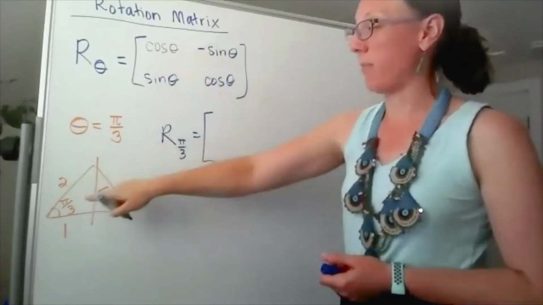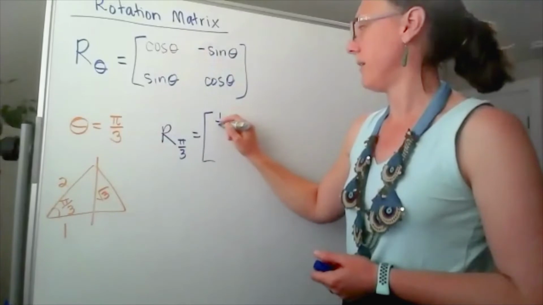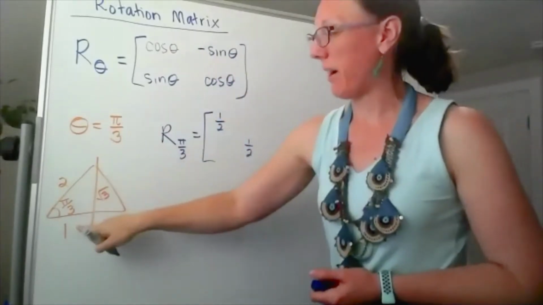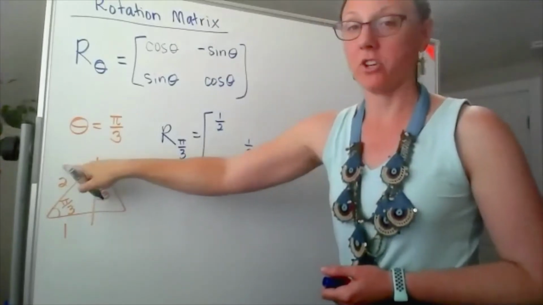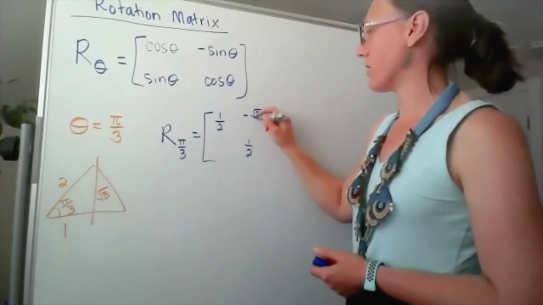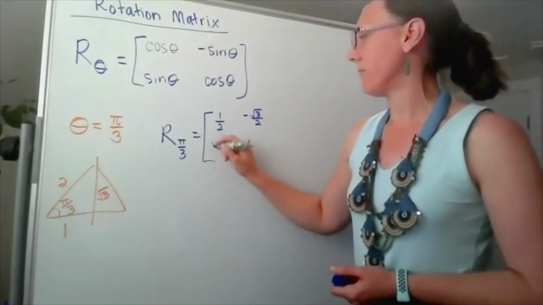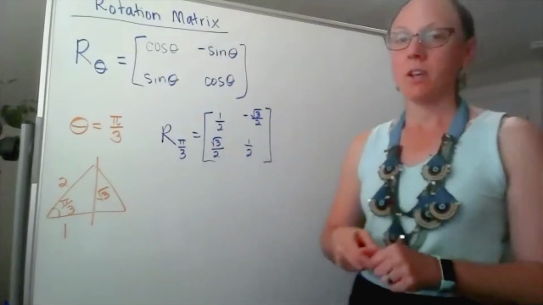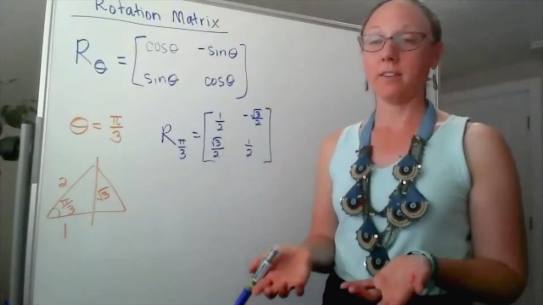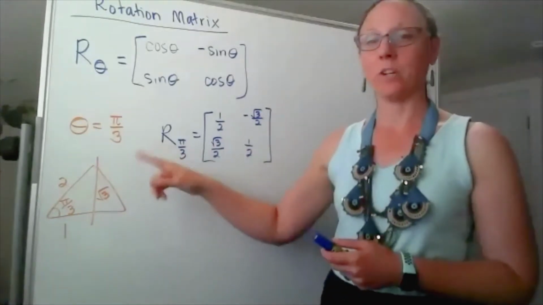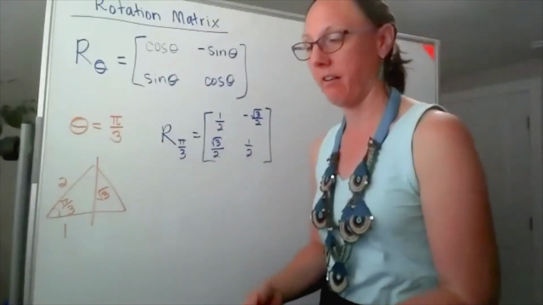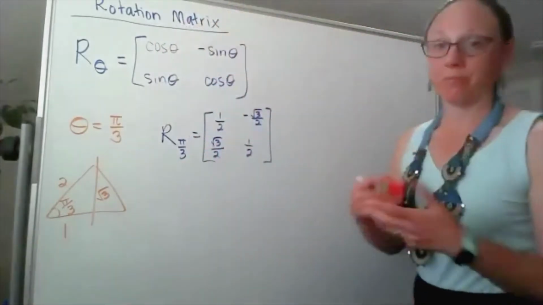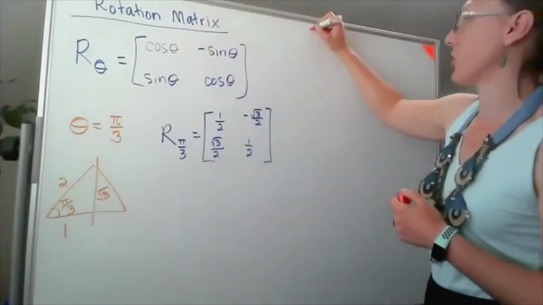So cosine of pi over 3 is 1/2. And sine of pi over 3 is square root of 3 over 2. So I'll have a negative square root of 3 over 2 right there, and a square root of 3 over 2 down here. So when I said that I hadn't told us yet which direction this matrix was going to rotate a vector, we can figure that out by thinking about what's going to happen with that linear transformation.